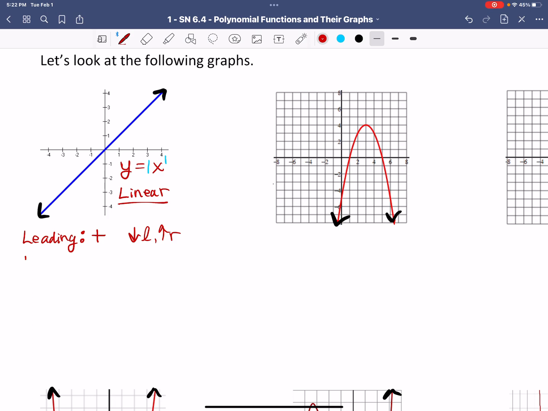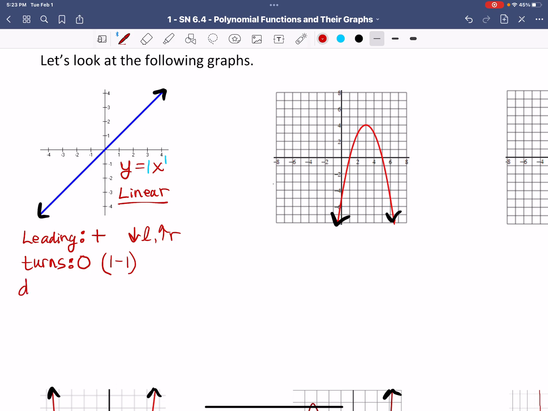How many turns does this graph have? Well, you can look right at it and see it has none. Now, how do I know that for sure? Because if I take the degree 1 and I subtract 1, I get 0.